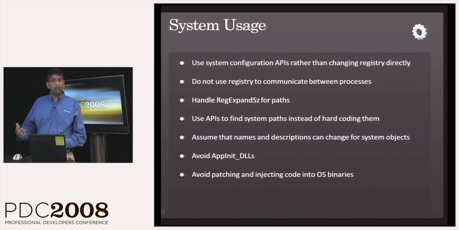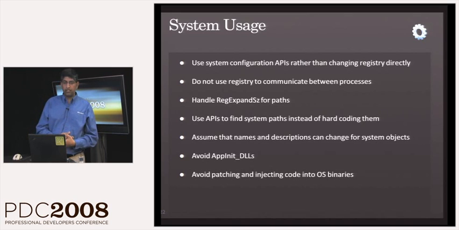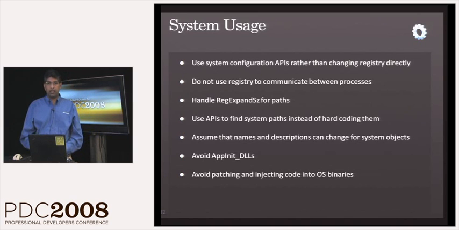Registry values and locations can change over operating system releases, and the API will be able to handle it, whereas if the application doesn't handle it, then there's a problem with that.